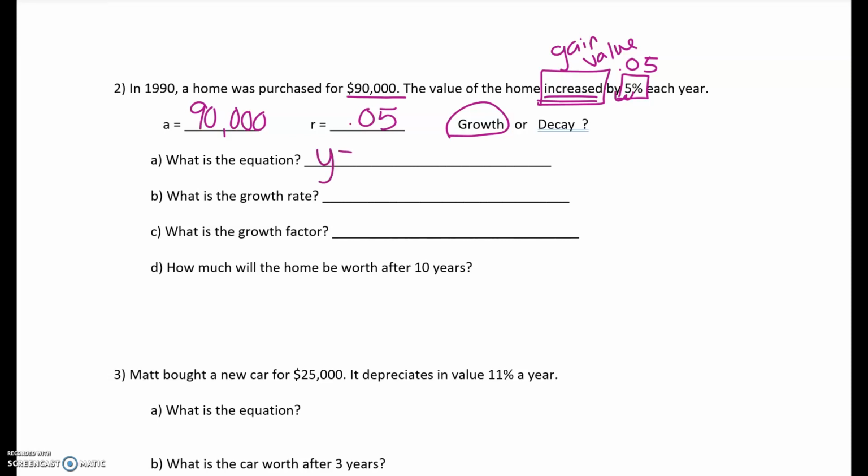If it's gaining value, that means we're going to have growth. So our equation, when we fill in those pieces, is going to be y equals 90,000 times 1 plus, this time because of growth, make sure you get that, then our rate, 0.05, raised to the t power. So our growth rate was the percent as a decimal, but the growth factor is what's inside the parentheses. Okay, and that's going to be 1.05.